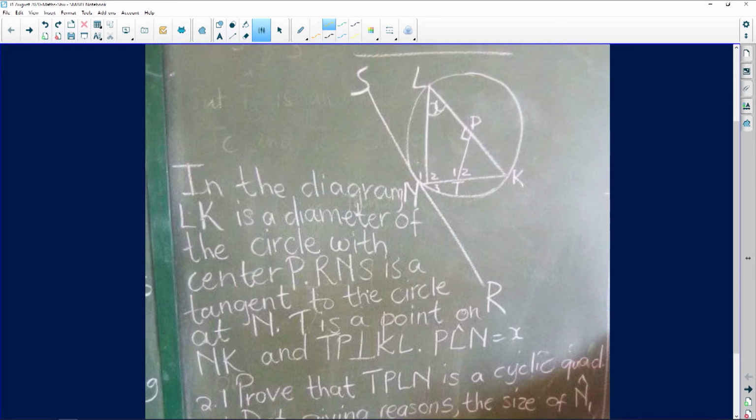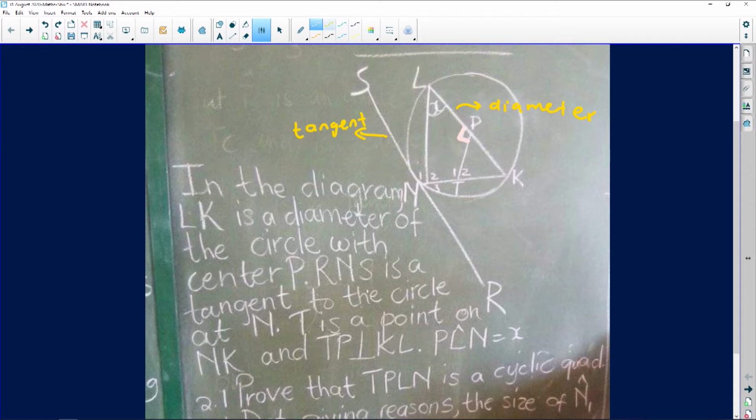So very important things here. This here is a diameter, okay? You've got to know something about those kinds of things, okay? And this one here is simply a tangent to this particular circle, right? At point N. T is a point on NK, and TP is perpendicular to KL. What does that mean? Well, that just means the angle 90 degrees. We've got an angle of 90 here at point P in that particular corner.